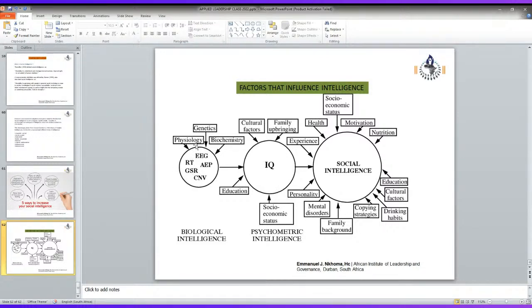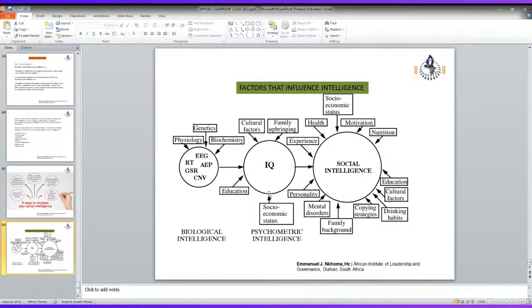We call it the genetics, the physiology, the biochemistry. These are abbreviated as the EEG, the RT, the AEP, the GC, the GSR, the CNV. These are genetics, physiology, and biochemistry. These are factors that somebody is born with. They affect your emotional and your social intelligence.